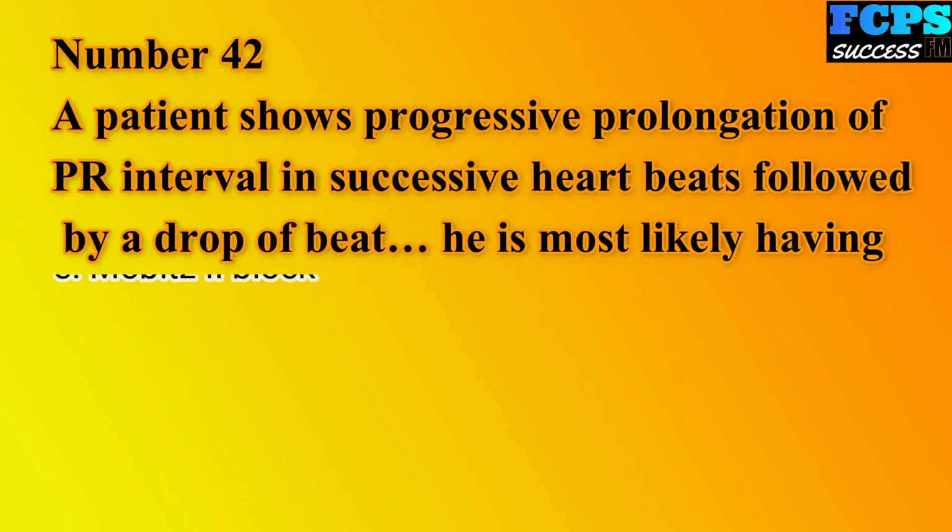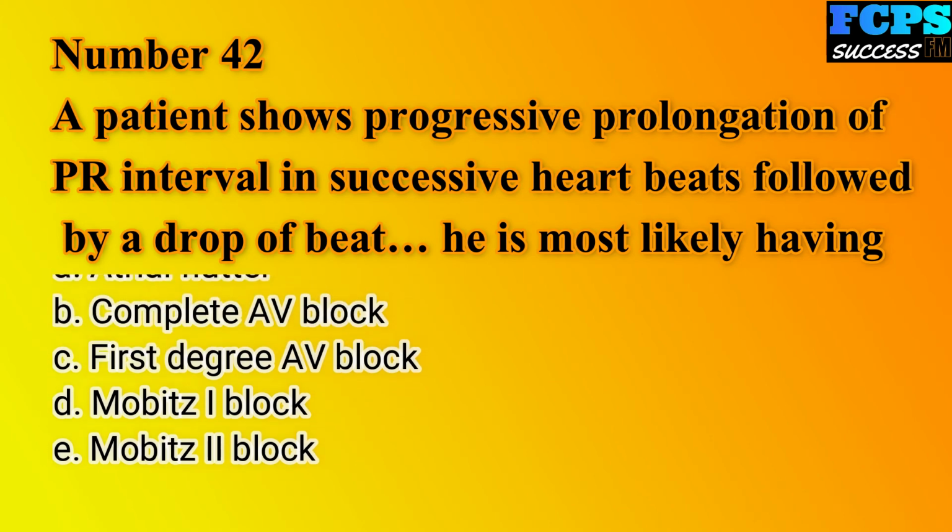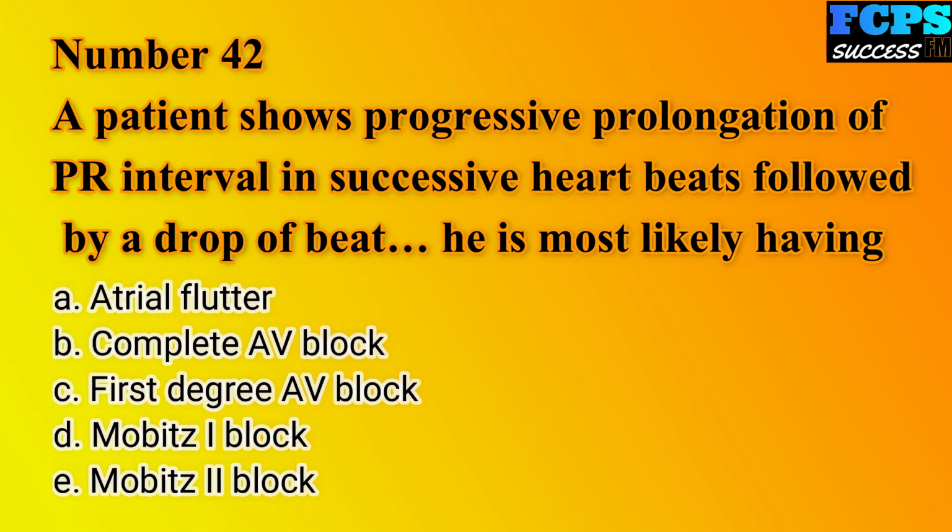Number 42. A patient shows progressive prolongation of PR interval in successive heartbeats, followed by a drop of beat. He is most likely having: A. Atrial flutter, B. Complete AV block, C. First degree AV block, D. Mobitz I block, E. Mobitz 2 block. Correct option is D. Mobitz 1 block.